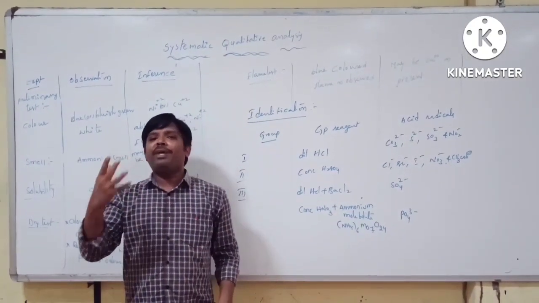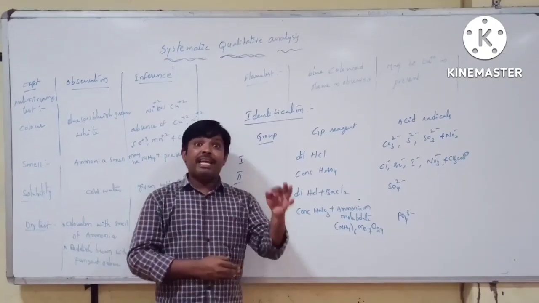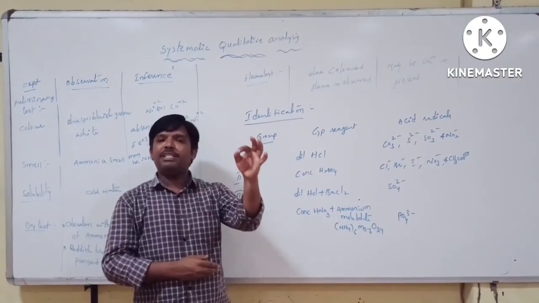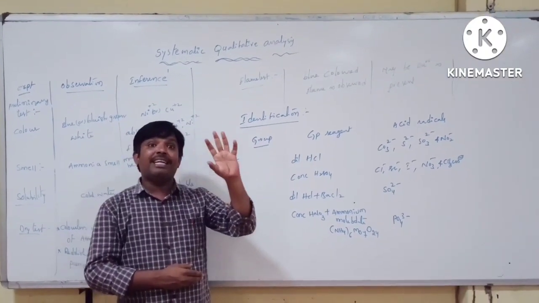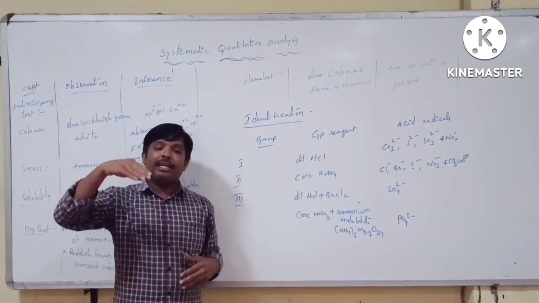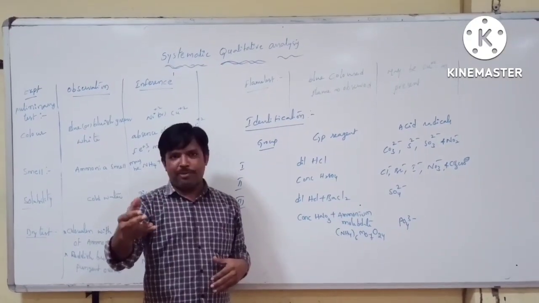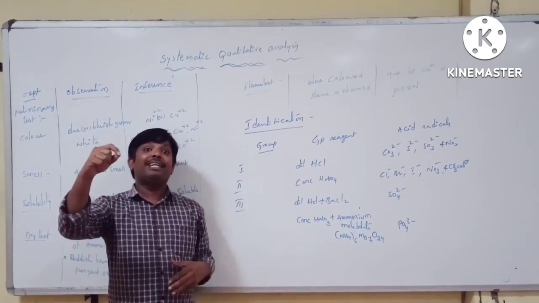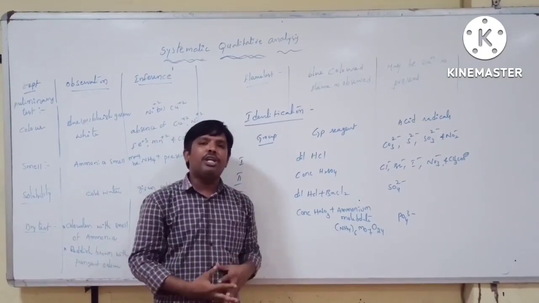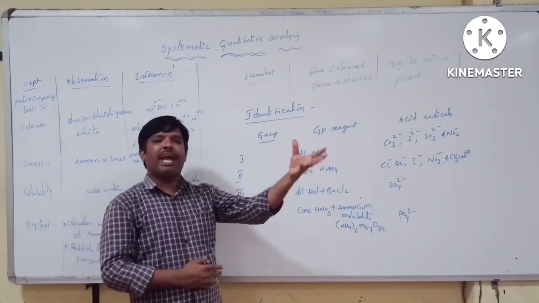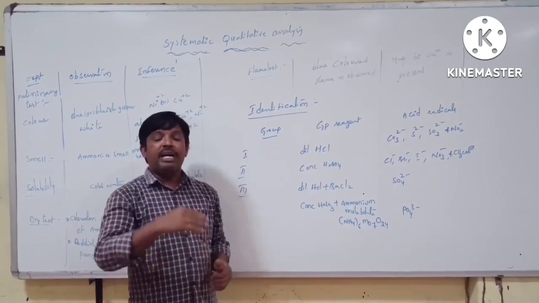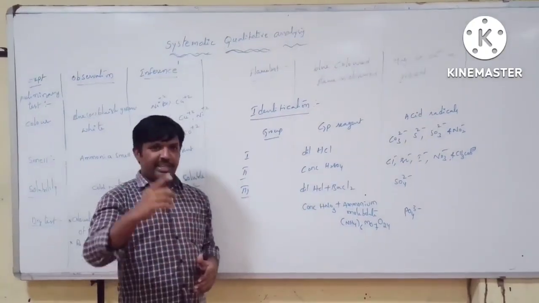What about quantitative analysis? Quantitative analysis means the estimation of the amount of substance that is consumed by the reaction. That amount is found in grams. That is called quantitative analysis. Qualitative identification of anions, cations or functional group present in a given compound is called qualitative analysis. That is the viva question.